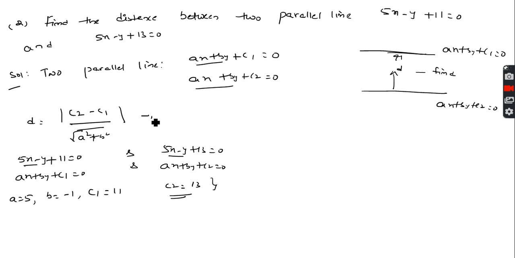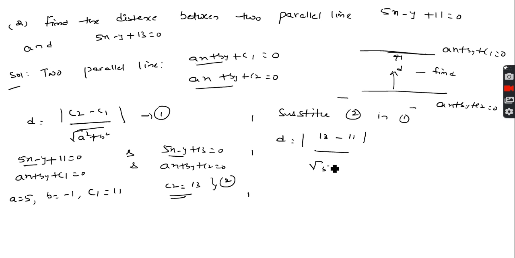Taking this as 1 and this as 2, substitute 2 in 1. Therefore, the distance d equal to modulus of 13 minus 11 divided by root of 5 square plus minus 1 whole square. This is nothing but 2 by root of 25 plus 1, that is 2 by root 26. So the distance between these two lines equals 2 by root 26.